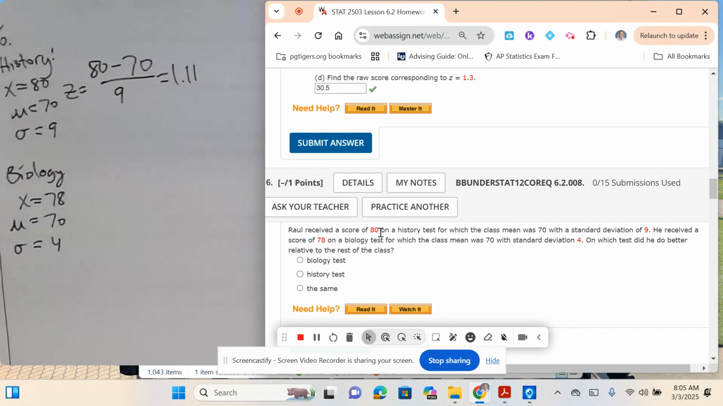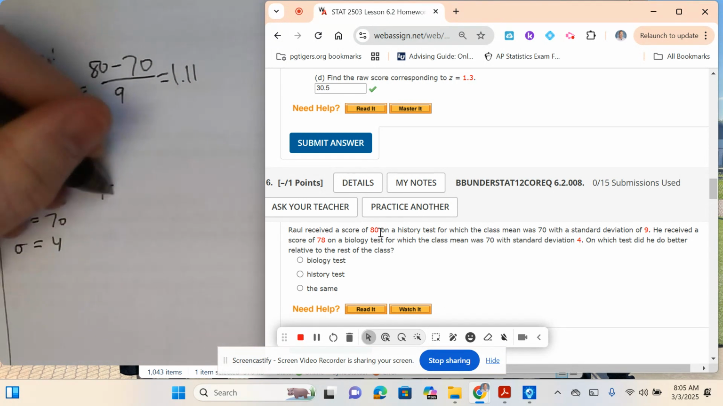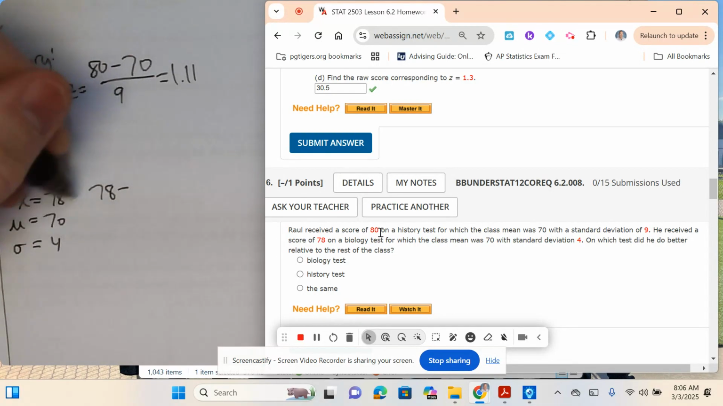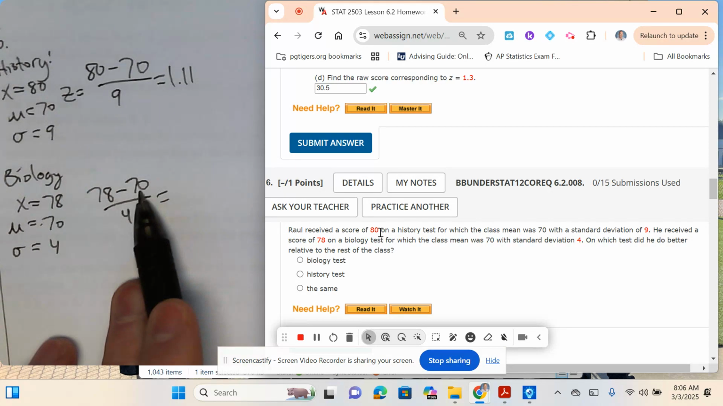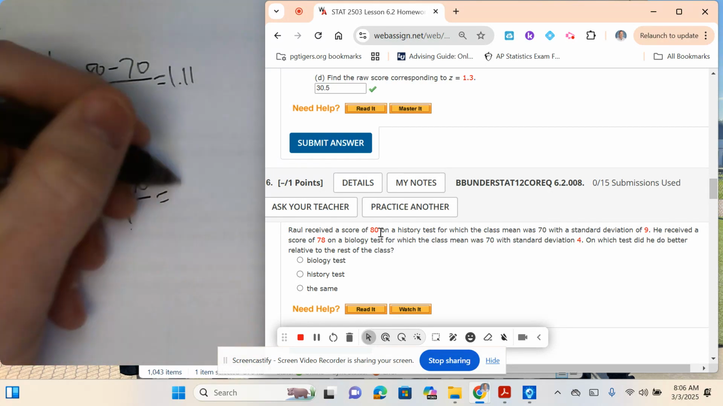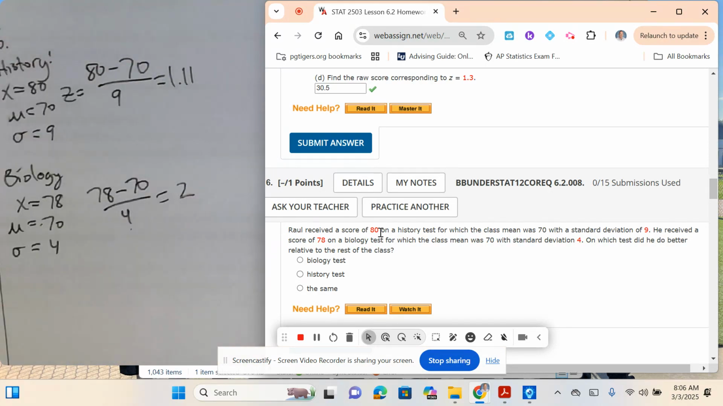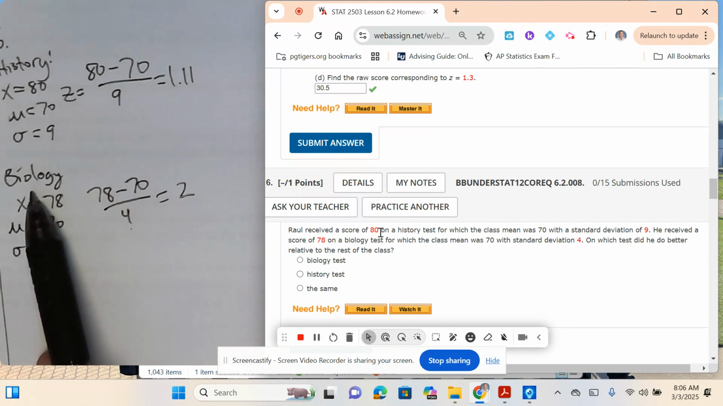Now let's see what he's doing in biology. Biology, you can kind of see where this is going. His raw score minus the mean over the standard deviation. 78 minus 70, that's 8. 8 divided by 4 is 2. And so which test did he do better on relative to the class? For me, that would be biology.